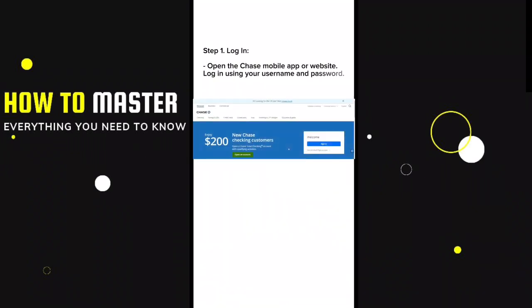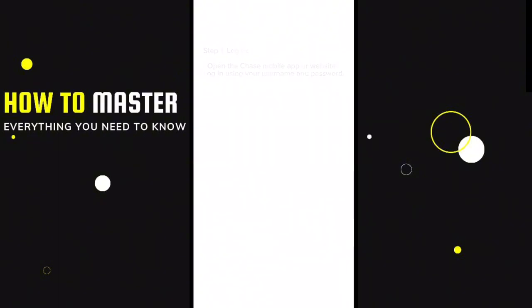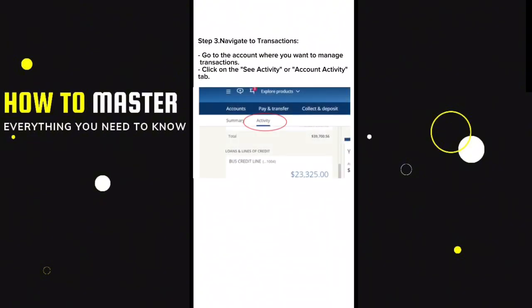Firstly, open the Chase mobile app or website, then log in using your username and your password. Next, go to the account where you want to manage transactions. Then, click on the See Activity or Account Activity tab.